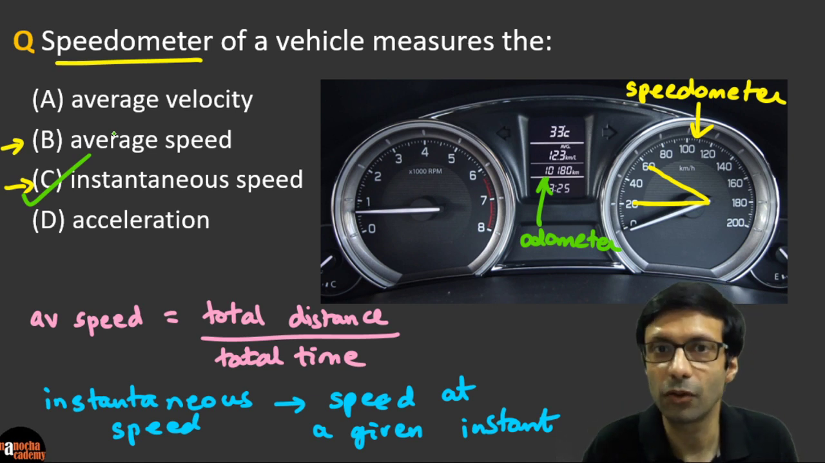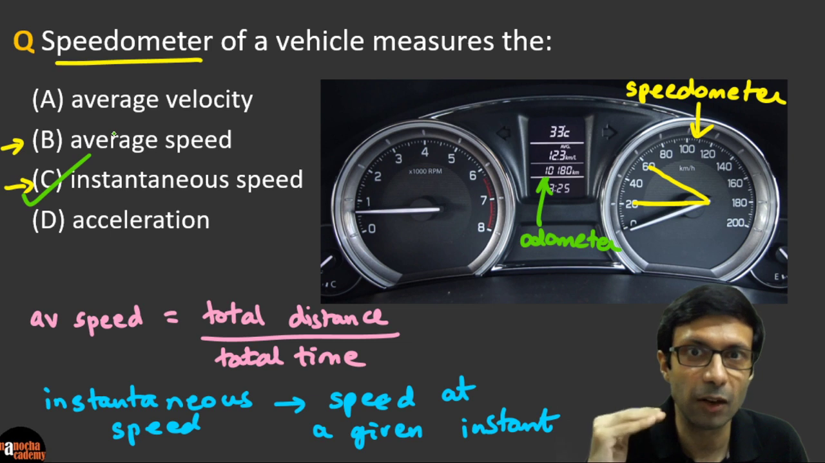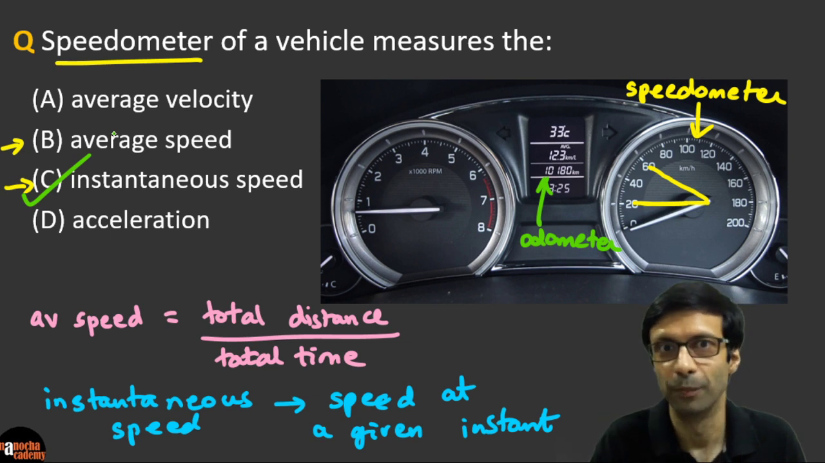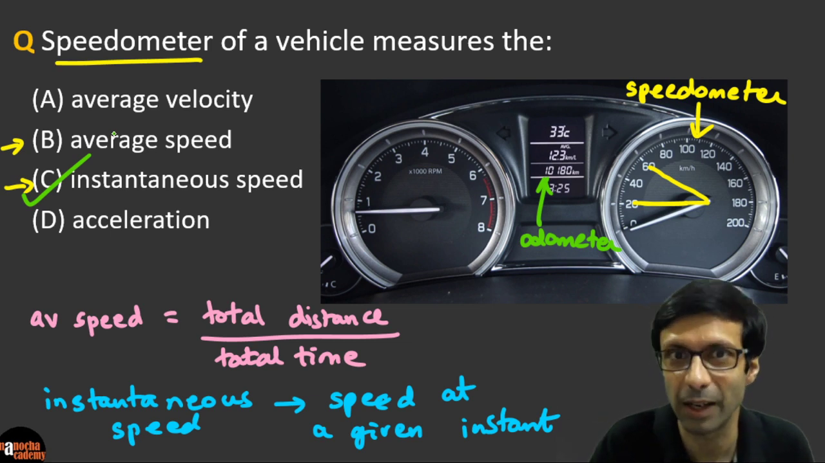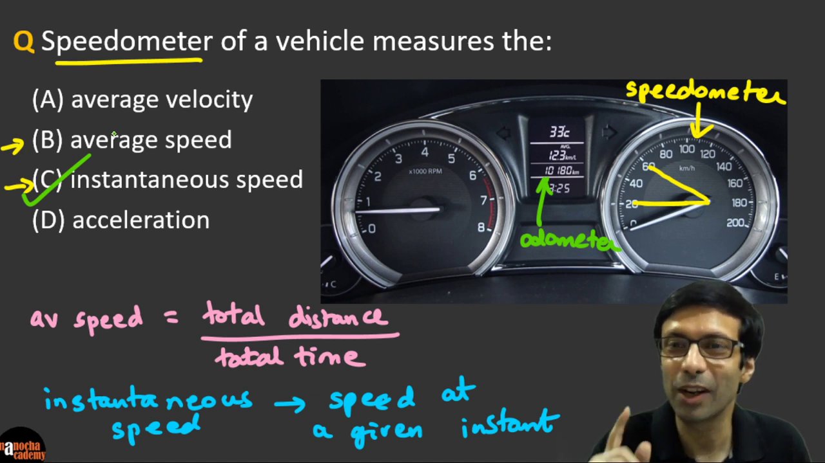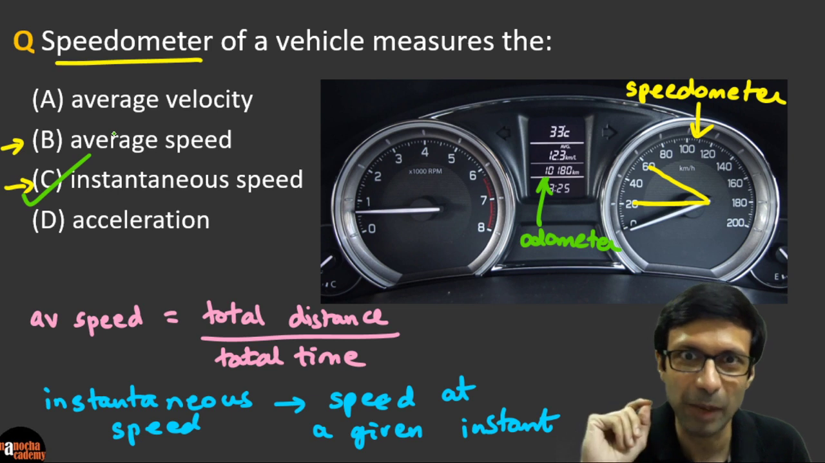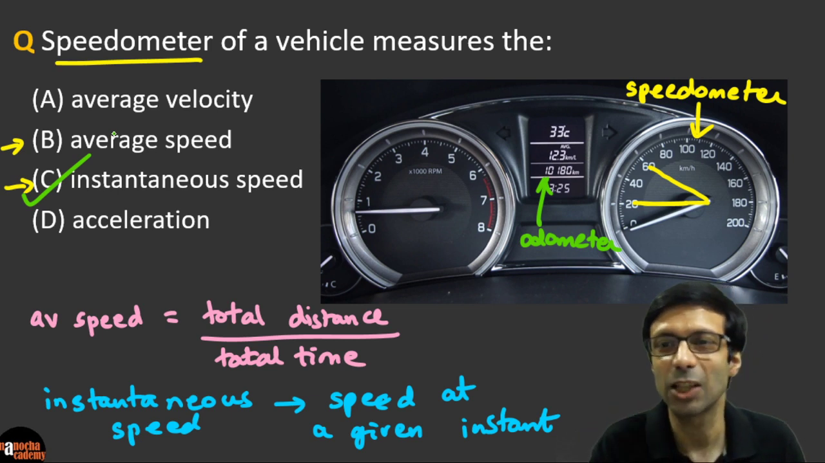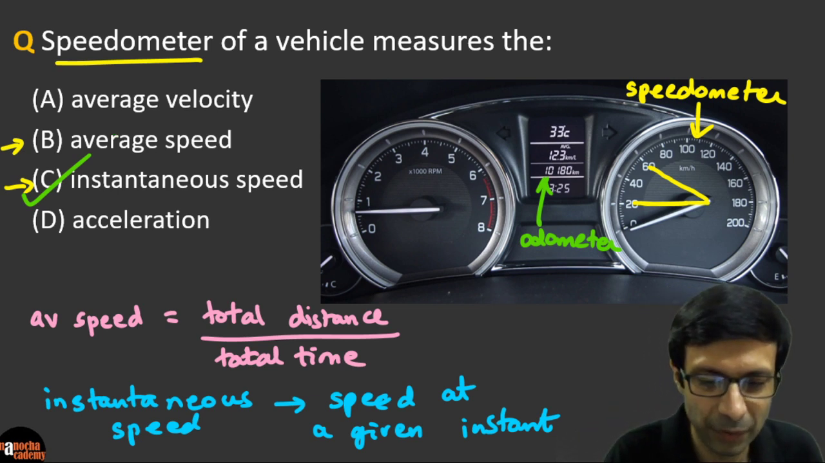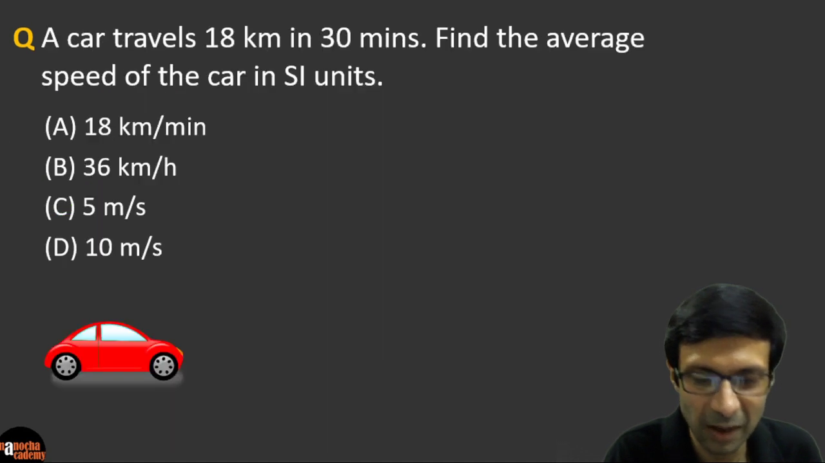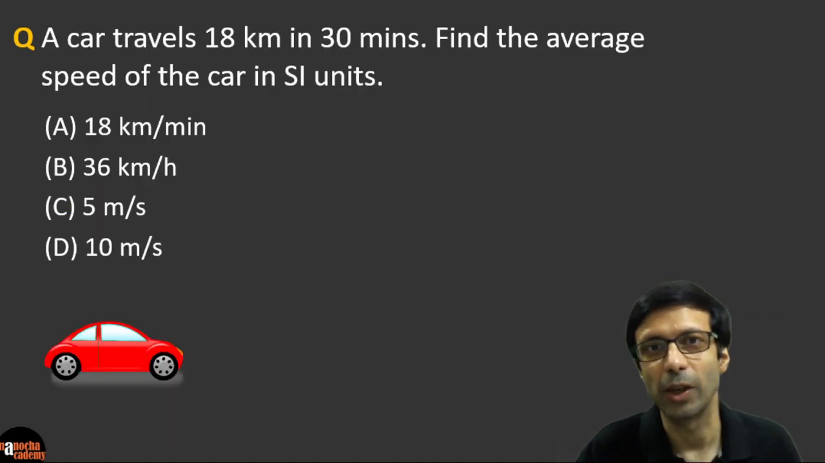So imagine you're the driver, you can understand whether you are traveling really fast right now or really slow, right? Because you shouldn't be going above the speed limit, otherwise the police can catch you. The police are not going to look at your average speed, they're going to look at your speed at that instant, and that's what the speedometer gives. Excellent. Now let's move on to the next question.